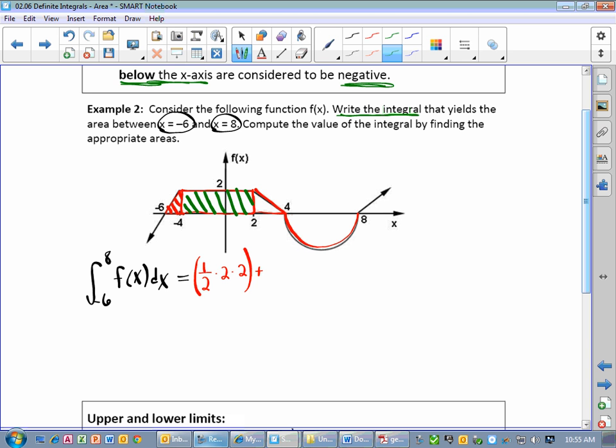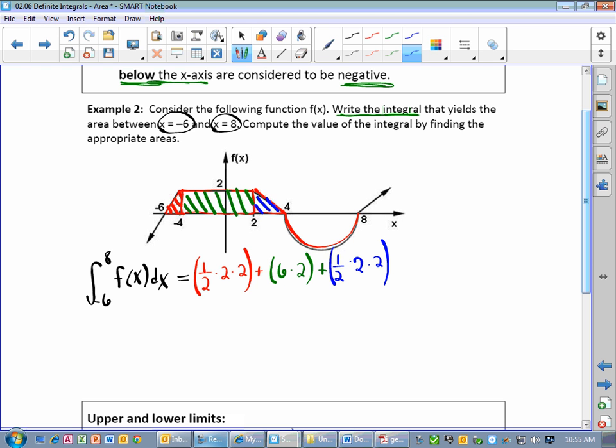That's a rectangle, which has the formula of length times width, or base times height. So from -4 to 2, that's 6 units. And the height of this rectangle is still 2. Plus, now we've got another triangle. So we have 1/2 times the base from 2 to 4, which is also 2. The height is 2.